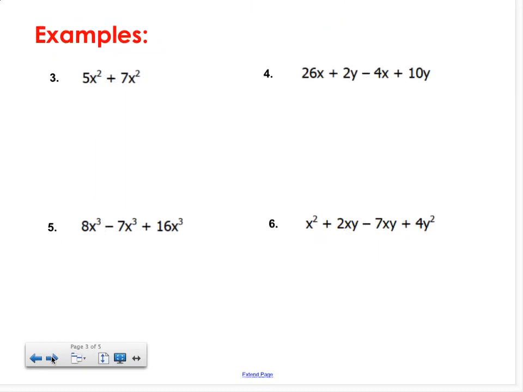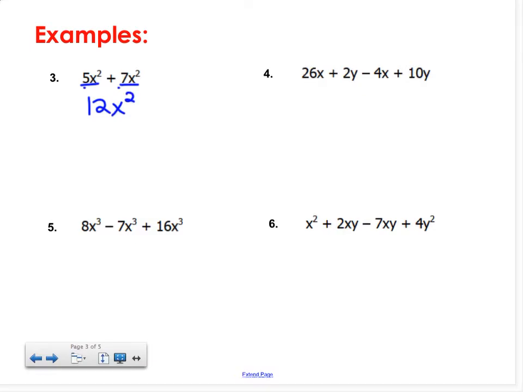And let's keep trying some more examples. Number 3 is 5x squared plus 7x squared. These are like terms because they have the same exact variable term. They both have an x squared. So we'll combine the coefficients. 5 plus 7 is 12. So this is 12x squared.